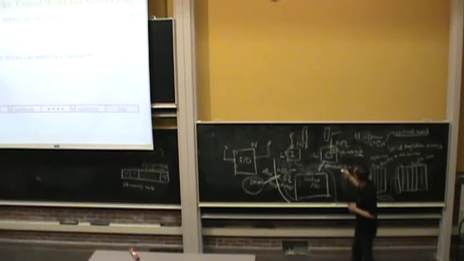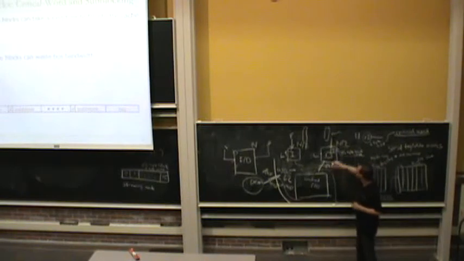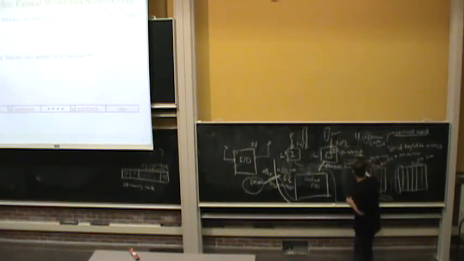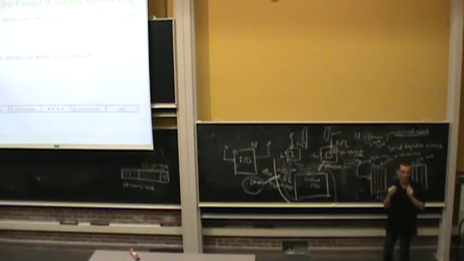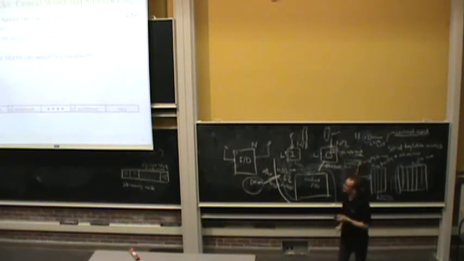Now, what does this entail? Well, the critical word can be anywhere in the cache block, which means that when you get a cache miss, the critical word needs to be specified with the request for the cache block. So downstream, this cache says, I want the cache block at this address, but please give me this word first, because that's what the processor is really waiting for. So that's the upside of the critical word.